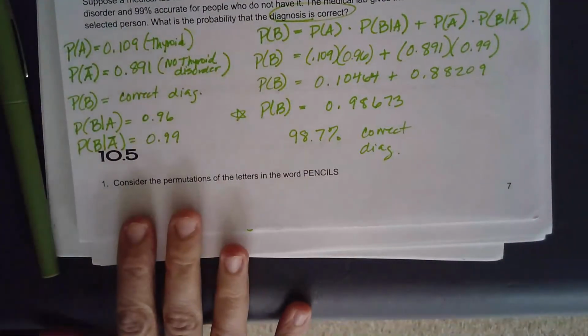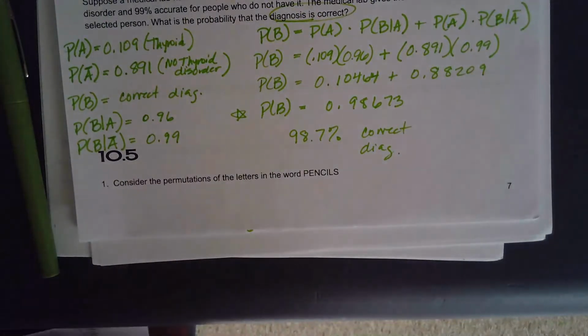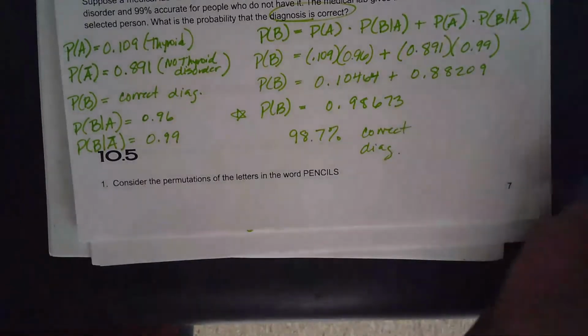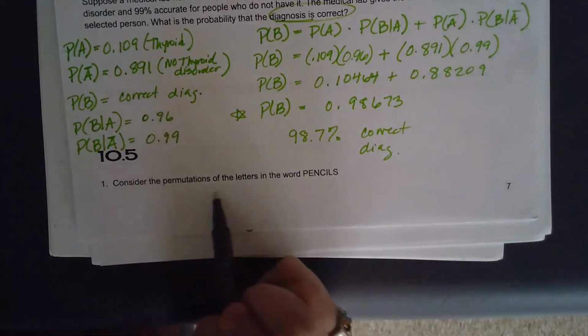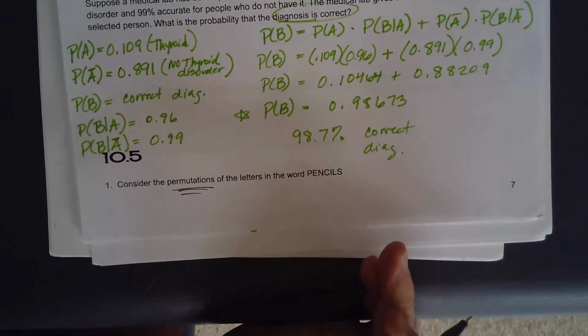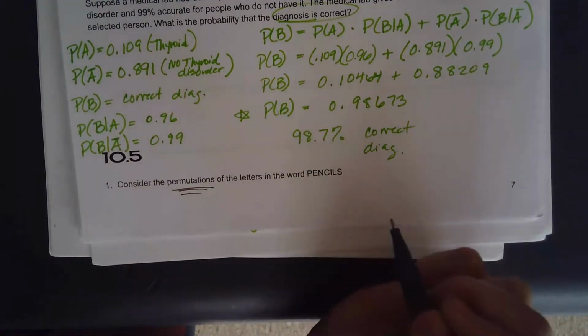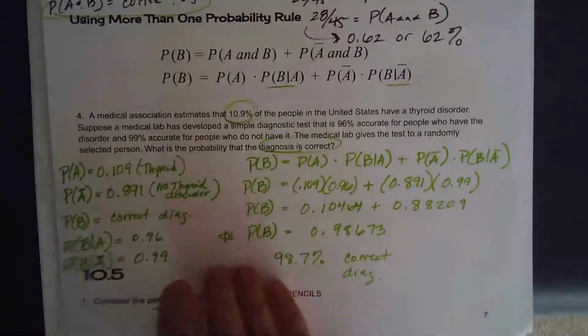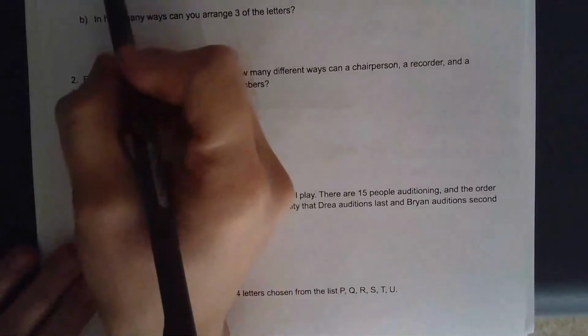All right. So if you grab out your extra notes, the way I had this printed, and maybe you fixed it, mine starts at the bottom of page 7, so that's 10.5 on the bottom of page 7. All right. So it says, consider the permutations, so again, keyword here, permutations, of the letters in the word pencils, P-E-N-C-I-L-S. So it asks, and this is unfortunate that it's on the next page, in how many ways can you arrange all of the letters?